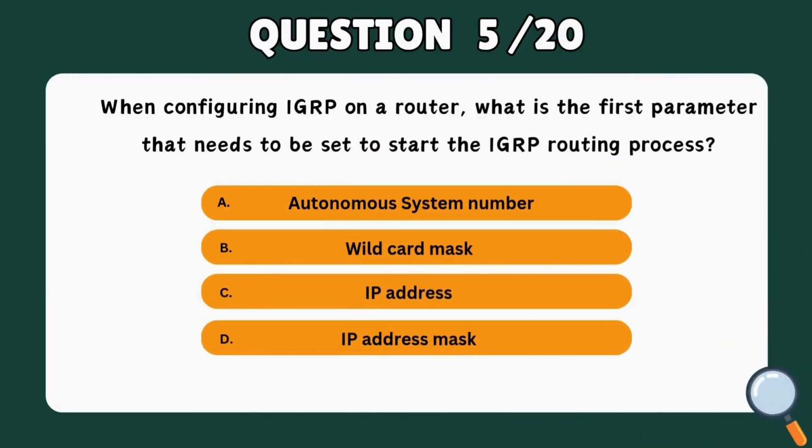Question 5. When configuring IGRP on a router, what is the first parameter that needs to be set to start the IGRP routing process? A. Autonomous system number. B. Wildcard mask. C. IP address. D. IP address mask.